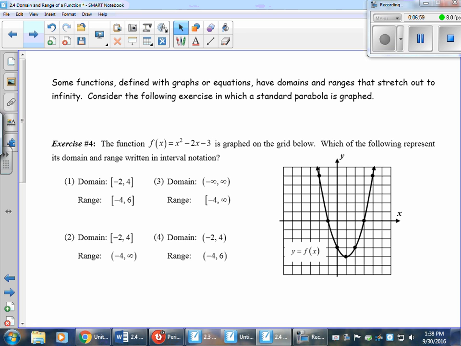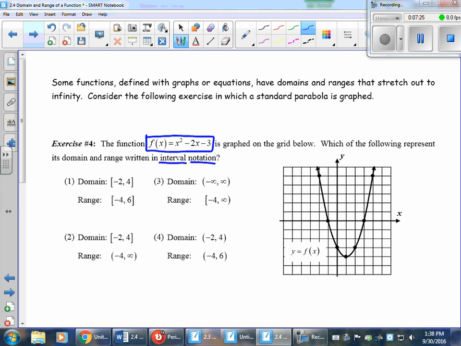Some functions defined with graphs or equations have domains and ranges that stretch out to infinity. Consider the following exercise in which a standard parabola is graphed. So the function y equals, or f of x equals, x squared minus 2x minus 3 is graphed on the grid to the right. Which of the following represent its domain and range written in interval notation?